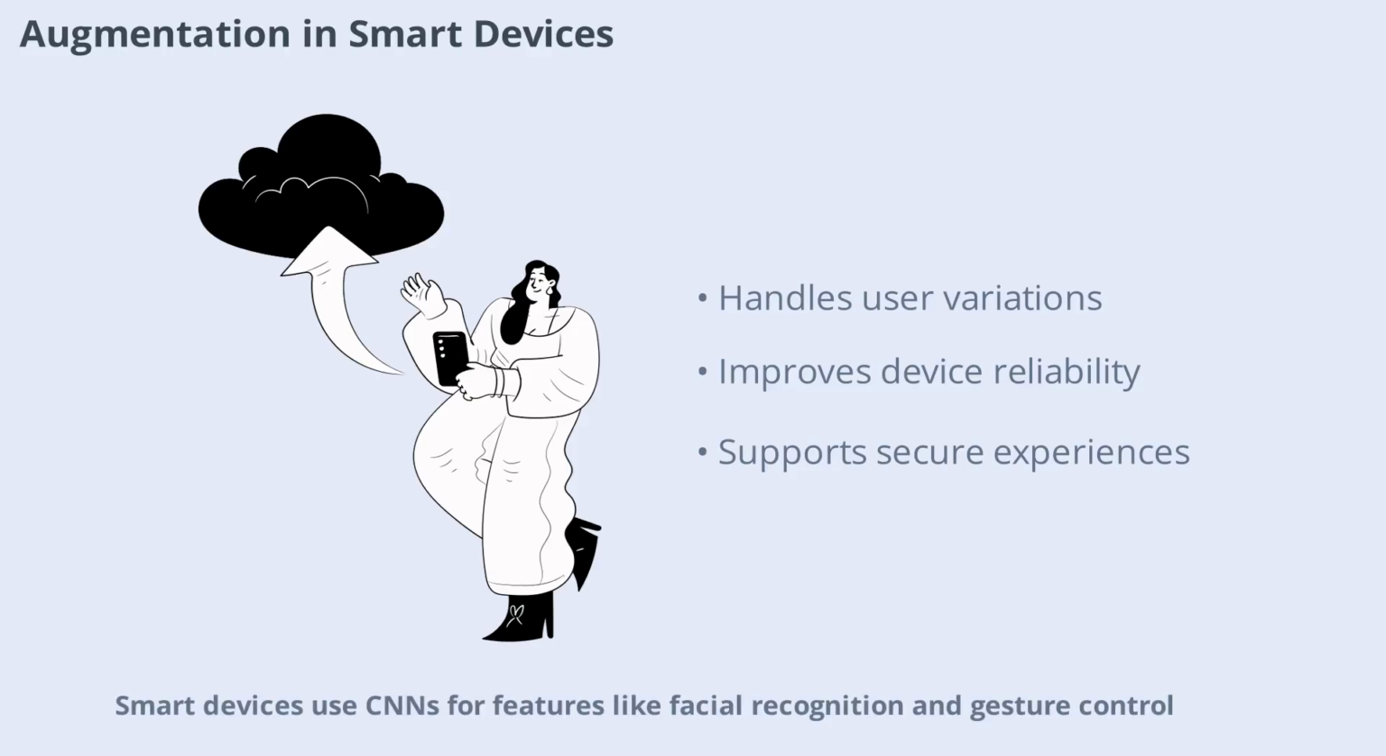Smart devices use CNNs for features like facial recognition and gesture control. Data augmentation helps models handle different user appearances and environments, ensuring reliable performance across devices. This leads to more intuitive and secure smart device experiences.